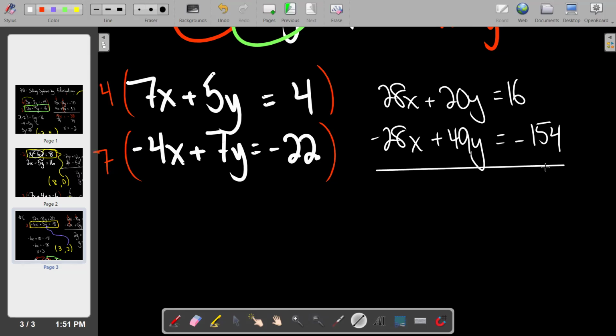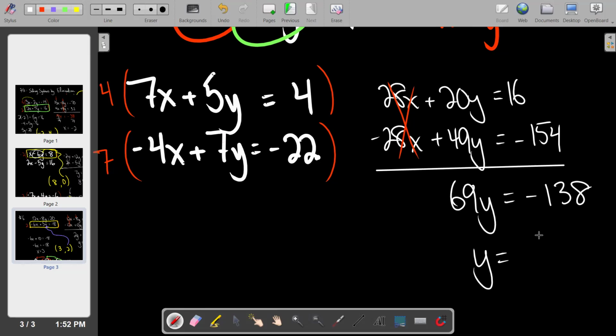Draw your line and say, I'm going in. X's eliminate. How many Y's? 20 plus 49 makes 69 Y's. Add your constants together. What do you get? Marcus has $16 in his bank account. He attempts a debit purchase for $154 and it goes through. How much does he owe the bank? $138. The bank says you owe us 138 bucks. I get 2. You don't get 2. Oh, wait, no, you get negative 2.